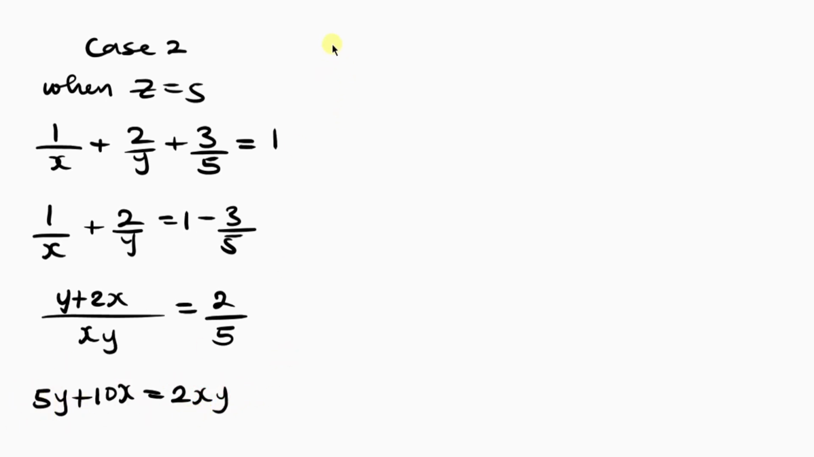This is going to give us 2xy. As plus 10x crosses, it becomes minus 10x. As 5y crosses, it becomes minus 5y, equal to 0.